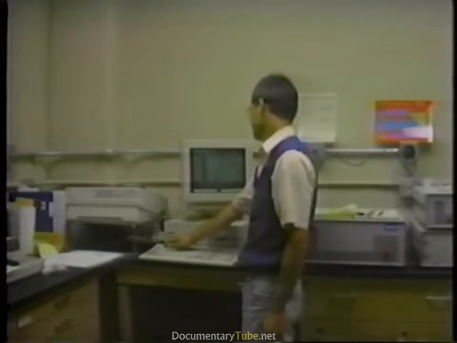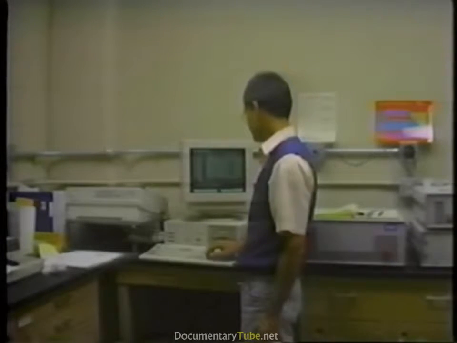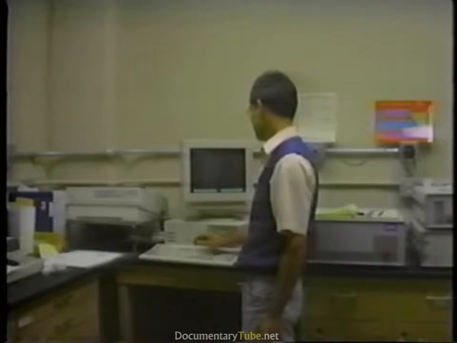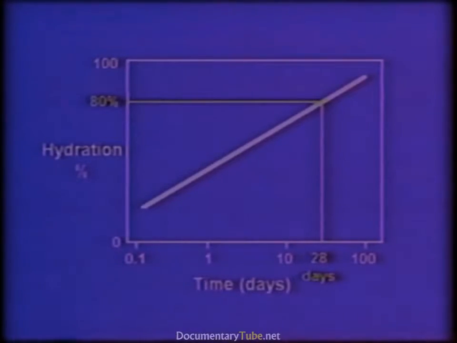At 1,000 degrees, all of the original mix water has been removed from the sample. The degree of hydration is calculated from the weight of chemically combined water. A typical cement paste cured in moist conditions will reach a degree of hydration of about 80% in 28 days.